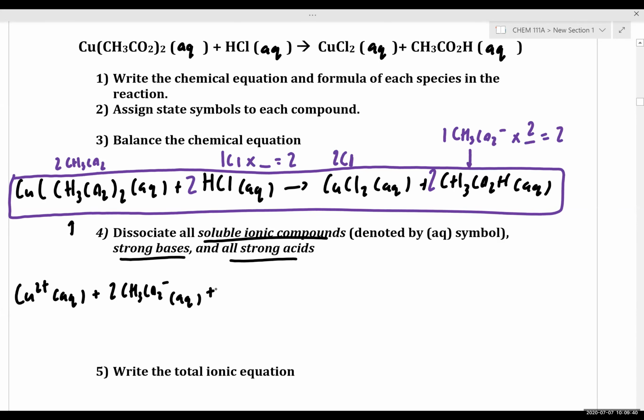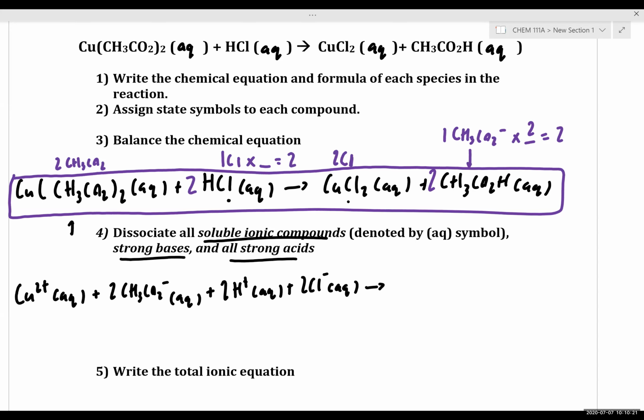Hydrochloric acid. Do we dissociate hydrochloric acid? Is it a strong acid, soluble ionic compound, or strong base? What is hydrochloric acid? It's a strong acid, so we break it apart. That gives us 2H plus because the coefficient of 2 is present, and 2Cl minus aqueous. Do we break apart copper chloride?